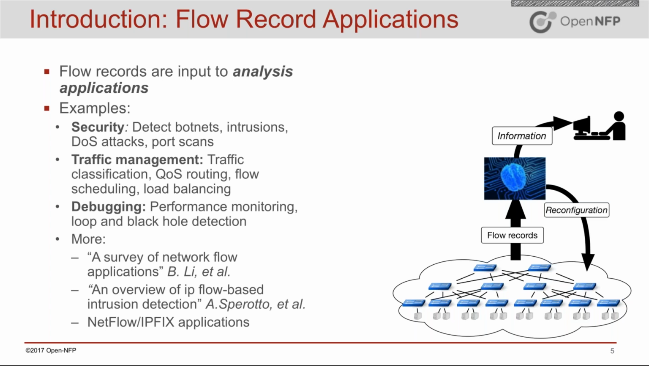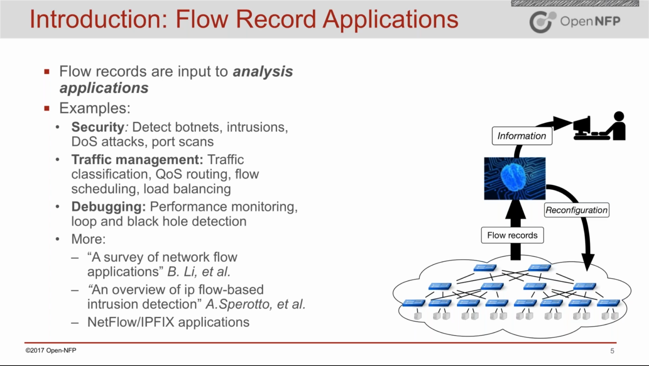And so over the last few years, there's been a lot of examples of these types of applications with OpenFlow work. And so those are examples of things that do analysis to make decisions about reconfiguring the network. And so there are a lot of analysis applications that use flow records. There are some resources here if you're interested in finding more of them.